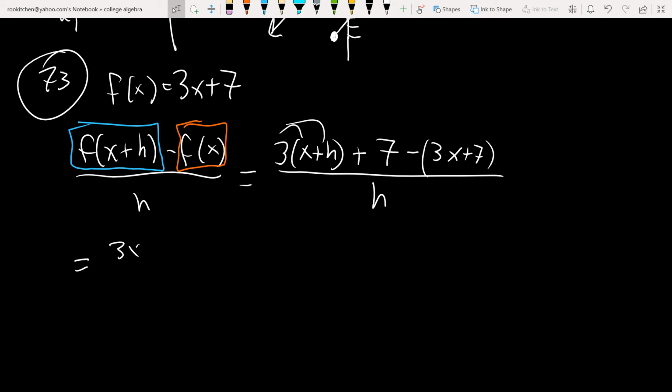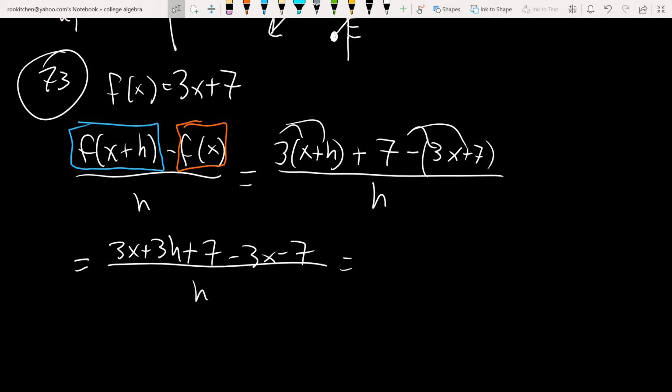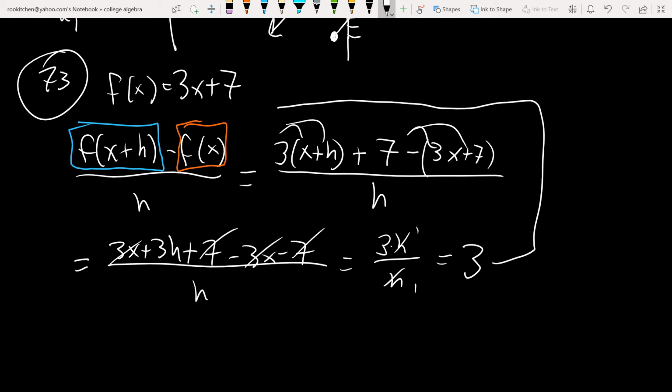Distribute: 3x plus 3h plus 7, distribute the minus: minus 3x minus 7, all over h. So 3x minus 3x is 0. You usually get a nice cancellation. What's going on here? 3 times h over h. h over h is the same as 1 over 1, so you get 3 times 1 over 1. 3 times 1 is 3 over 1. 3 divided by 1 is 3. So yeah, we get the slope. It's just a high-powered slope formula that you're going to need for calculus.